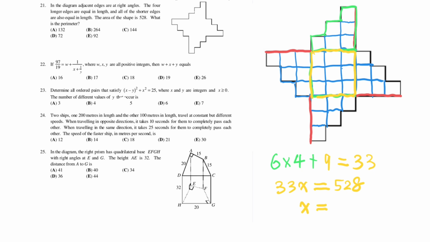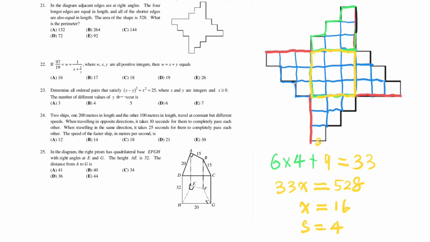We use it to isolate x. We use 528 divided by 33. That's 16. So x is the small square area, 16. So the side length of the small square, that's s, is 4. So this is 4. We will see what the perimeter is.